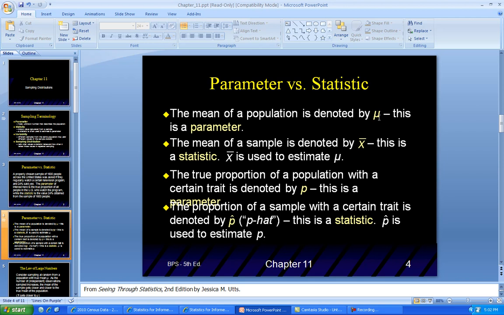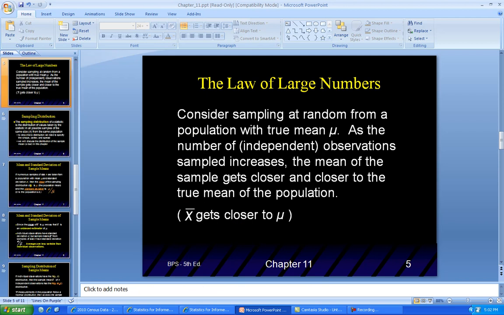So when we look at a parameter, the mean of the parameter is denoted by this letter mu. We talked about that before, okay? And the mean of a sample, the sample you take, is x bar. That's a standard English letter, x. This is the Greek letter mu. That's a statistic, and we take a sample to estimate the population mean. The true proportion of a population is p, and the proportion of a sample is p hat. We're not going to look at that too much in this chapter, so don't worry about that.